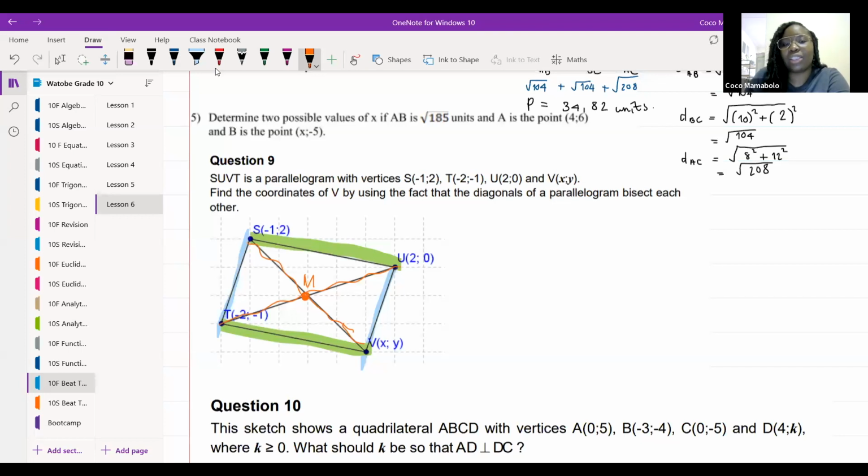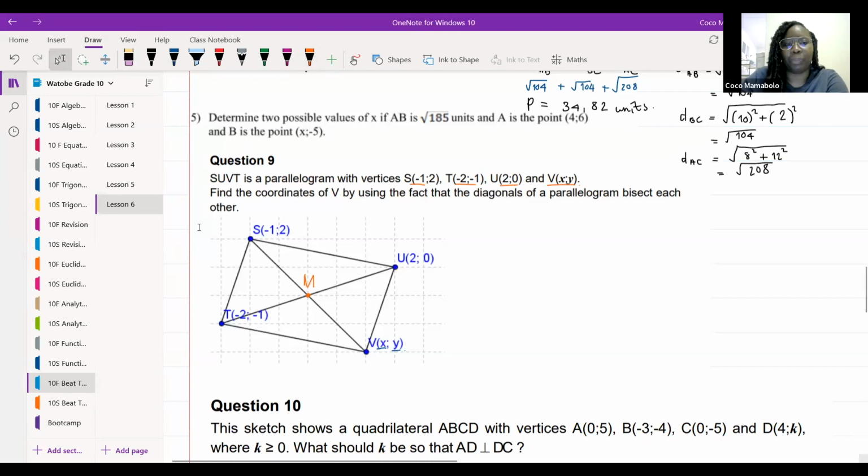They say SUVT is a parallelogram with vertices S, T, U, and V. Do you guys notice they have not given us V? They have not given us the values for V. They haven't given us X and Y. So they say, find the coordinates of V by using the fact that the diagonals of a parallelogram bisect each other. And that's the important part. We know that exactly where they bisect, that is the midpoint. Who has any clue? What can we possibly do to figure this out?